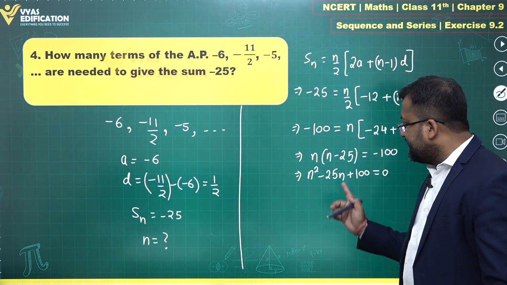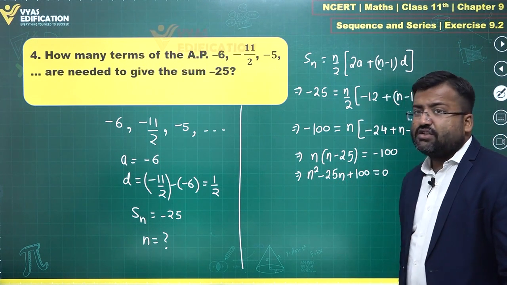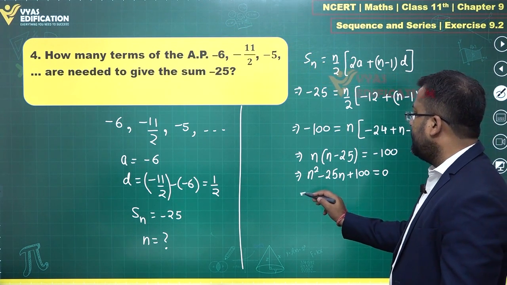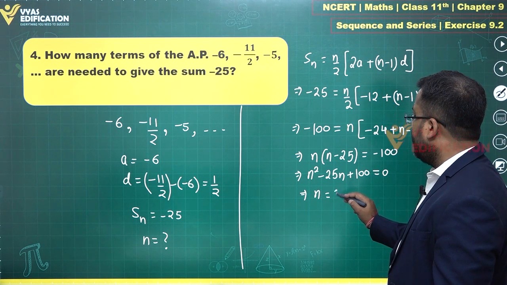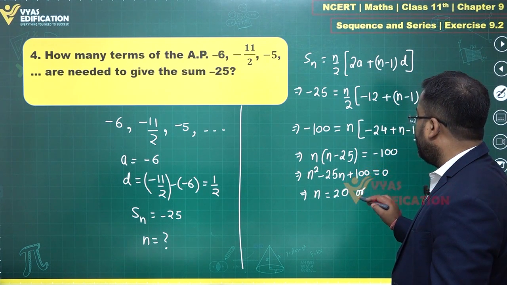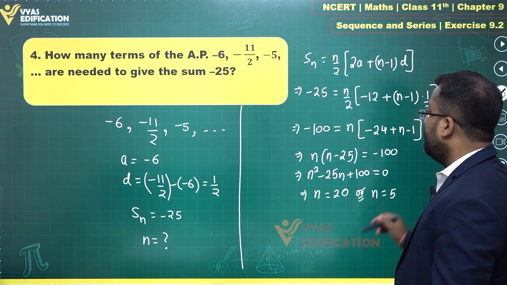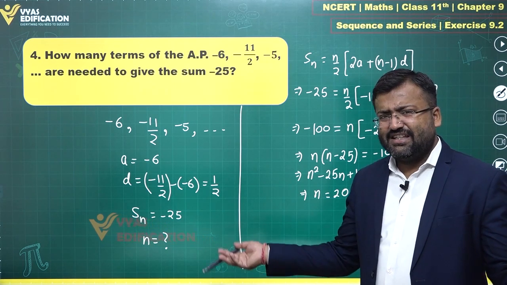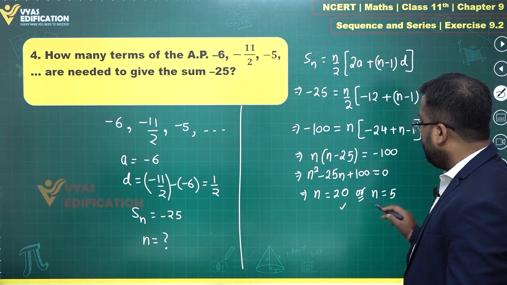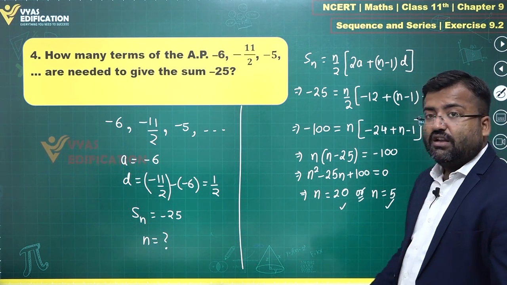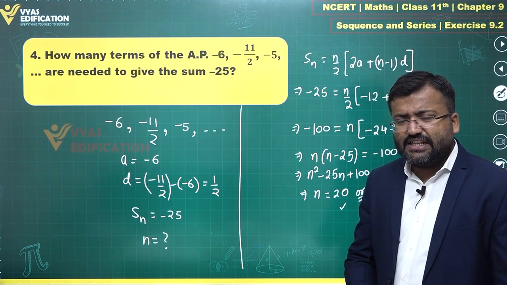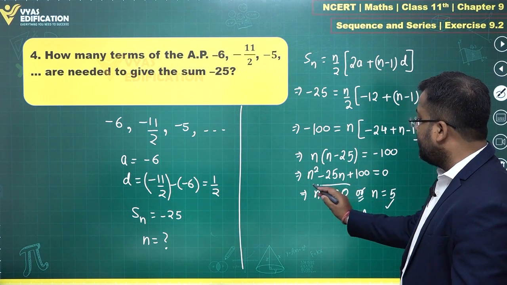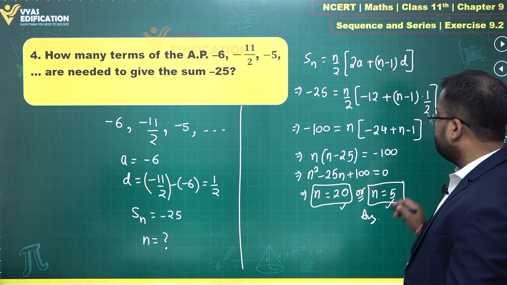And if you factorize this, factors whose sum is 25. So 100 can be done as 20 times 5. This becomes n will be equal to 20 or n will be equal to 5. So how many terms of the AP are needed to give the sum minus 25? It is any general AP, so we can have 20 terms or we can have 5 terms. Now will we get 2 answers in this question? We are getting 2 answers, and yes, that's correct. Both the answers are correct for this question.